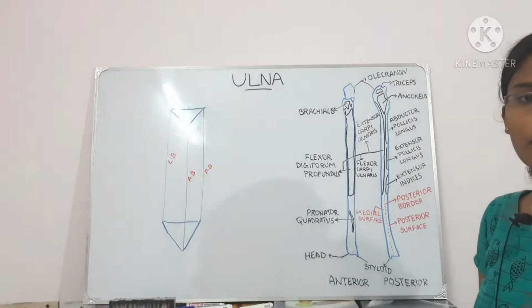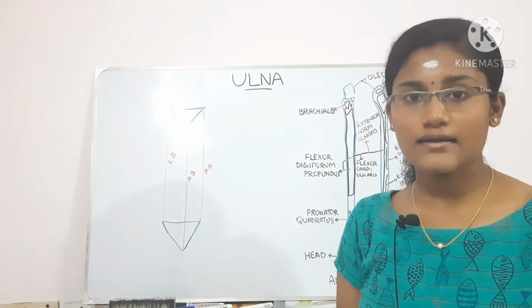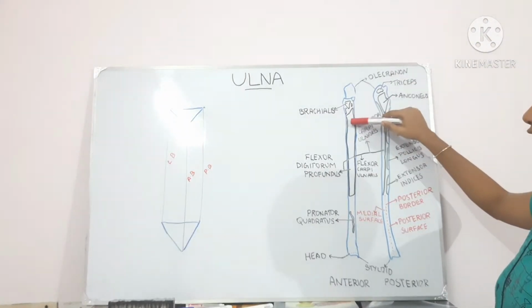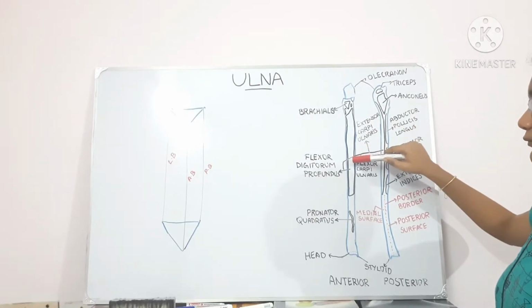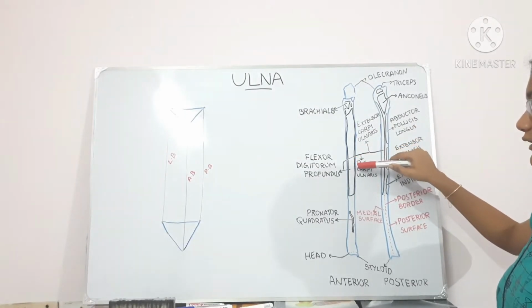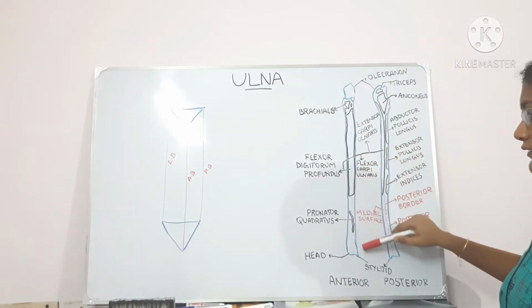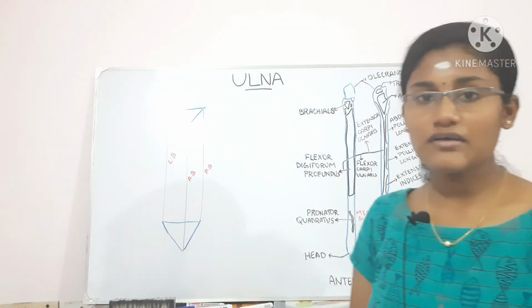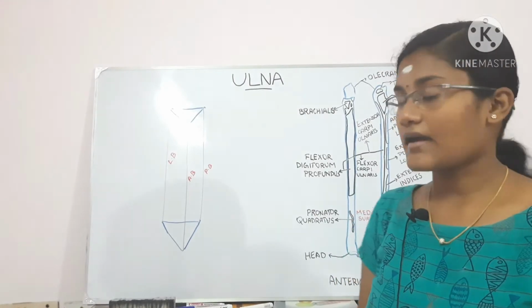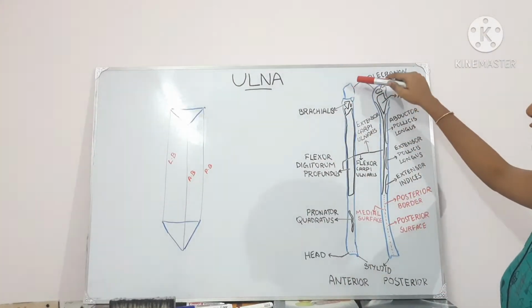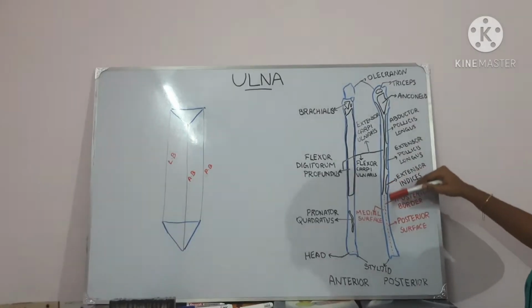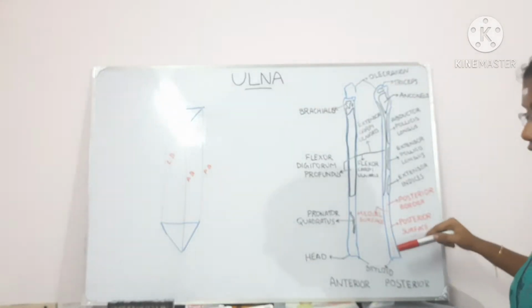So let's talk about where the anterior border starts and ends. The anterior border starts at the medial margin of the ulnar tuberosity and it moves downwards, and in its lower one-third it moves backwards and ends at the medial side of the styloid process. The posterior border is subcutaneous and it starts from the back of the olecranon process over here and it moves downwards until it ends at the base of the styloid process.